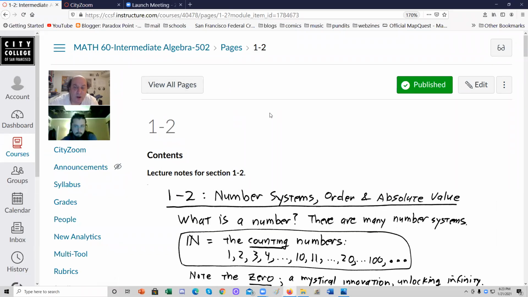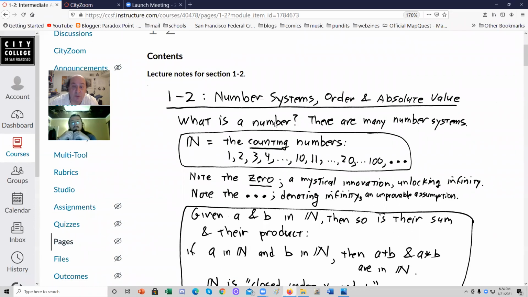Section 1.2, we'll discuss what number systems are. Because in algebra, you're trying to find the right number that solves an equation, but what do you mean by number? It depends upon what kind of problems you're trying to solve. There are several number systems.